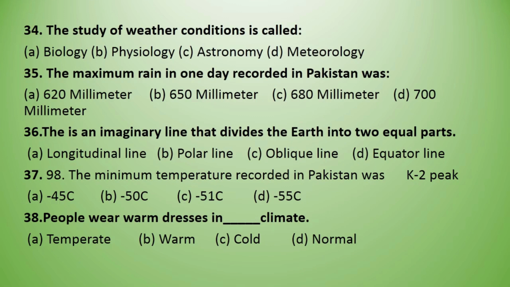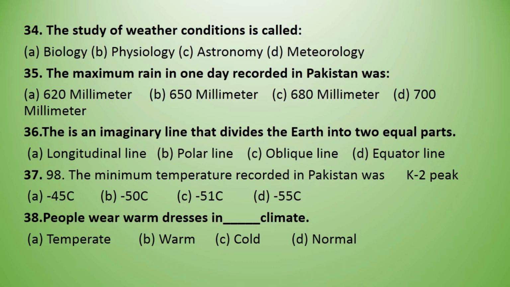36. ___ is an imaginary line that divides the earth into two equal parts. A. Longitudinal line, B. Polar line, C. Oblique line, D. Equator line. Answer is D. Equator line. 37. The minimum temperature recorded in Pakistan was at K2 peak. A. -45 C, B. -50 C, C. -51 C, D. -55 C. Answer is C, -51 C.